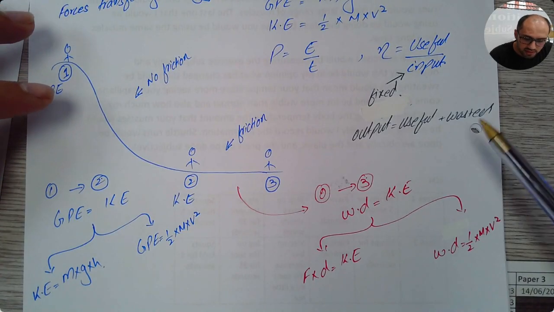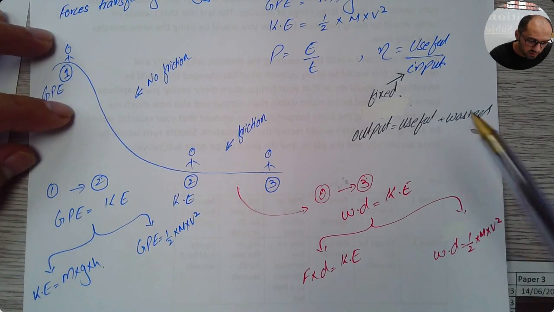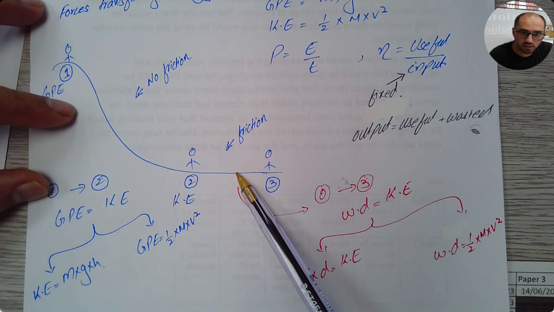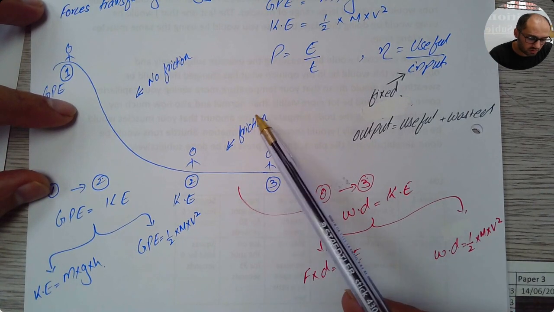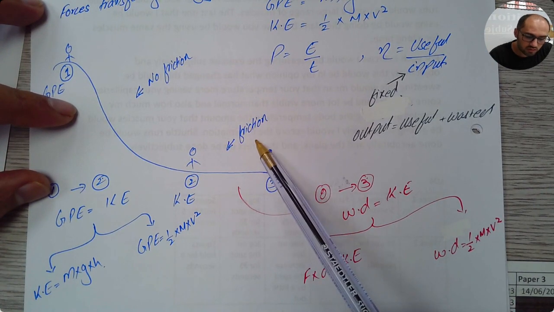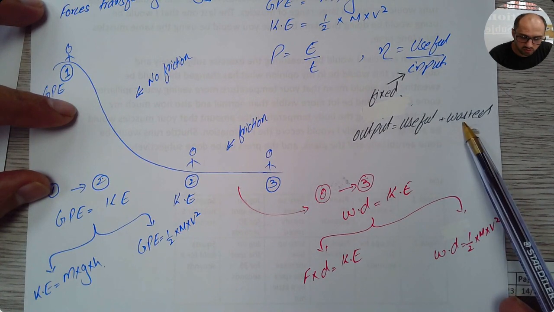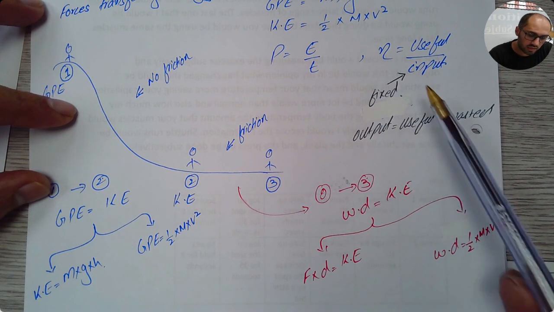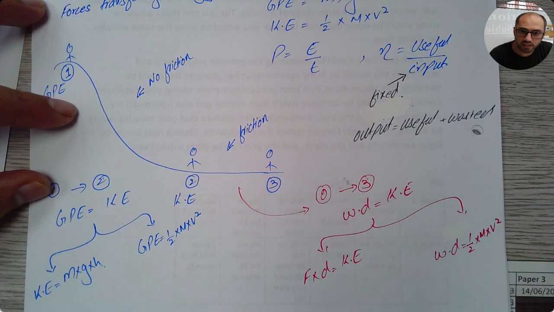To reduce the wasted energy, what we can do is we can make use of oil on this surface. When you use oil, the friction will reduce, and as a result of that, your wasted will decrease, your useful will increase, and hence my efficiency will increase.